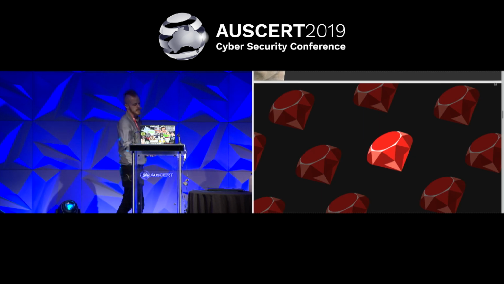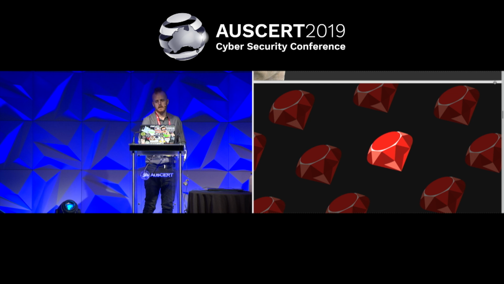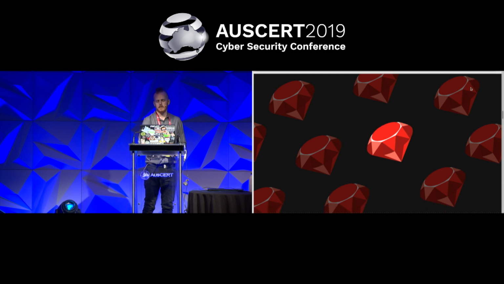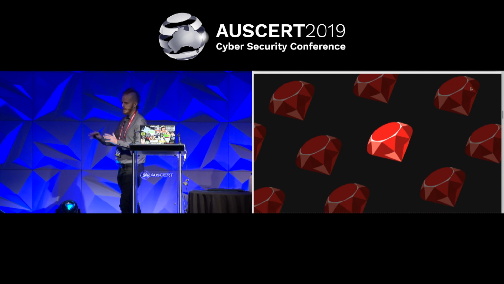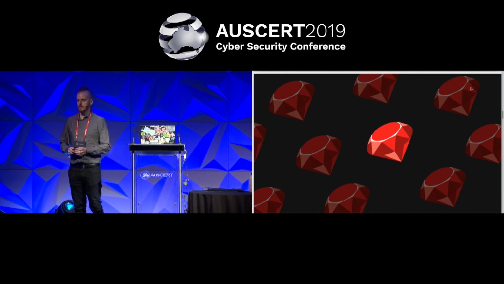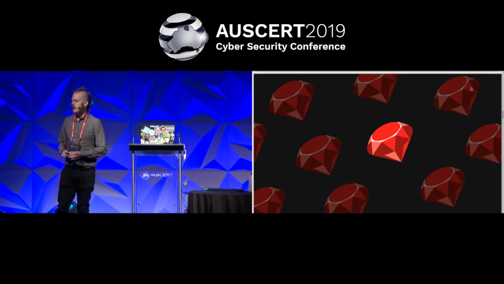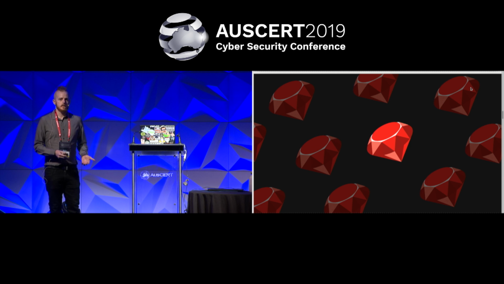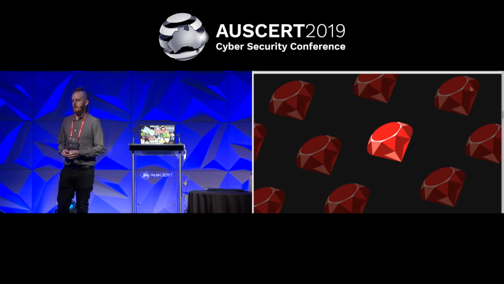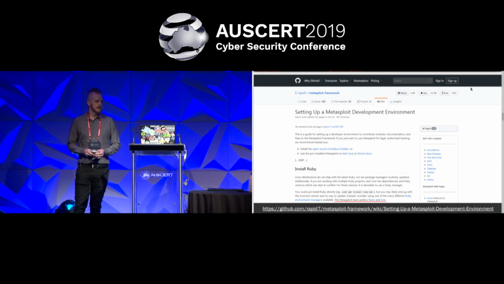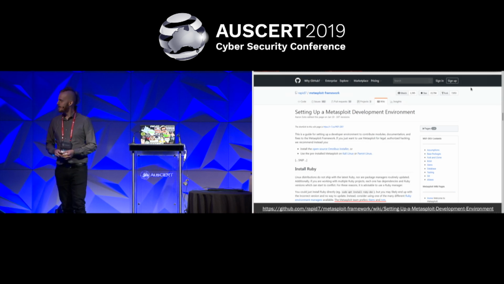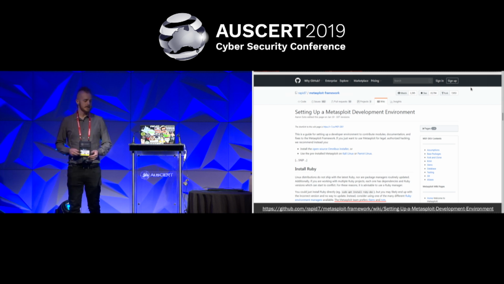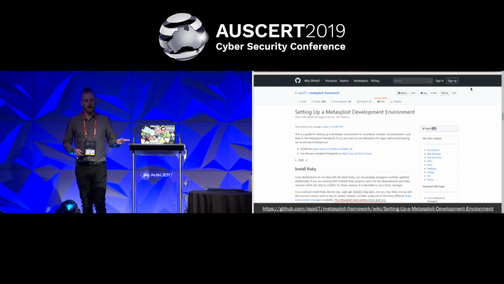So Ruby Version Manager is, first of all, not part of the core Ruby product. It's a third-party tool in the Ruby ecosystem, but it's a very popular tool. It's used to support multiple versions of Ruby on a developer's workstation. And funnily enough, the Metasploit Development Environment Setup Guide recommends that users or developers install either RVM or RBEnv.